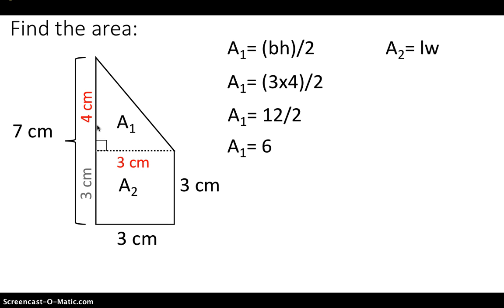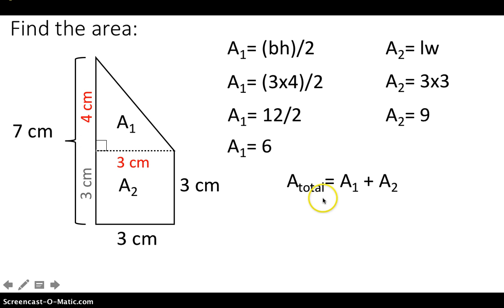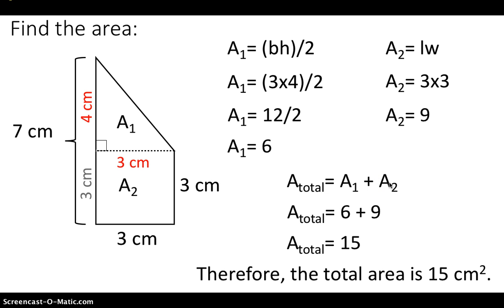So that means that the area of that triangle is 6 centimeters squared. Now I'm going to look for the area of the rectangle. So length times width is 3 times 3, which is 9. So the second area is 9. Now the total area is the first area plus the second area, so that's going to be 6 plus 9, which is 15. So again, my final answer needs units, and I say therefore the total area is 15 centimeters squared.